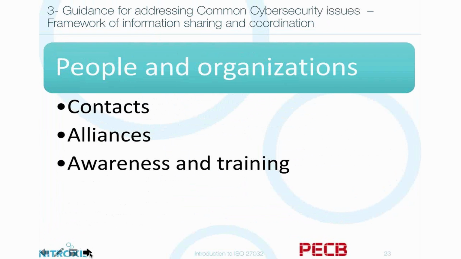That said, we have people in our organizations. So within the framework, we have contacts, alliances, awareness, and training. People in organizations are the key determinants to the success of cybersecurity. I hope you believe me right now. So people refers to individuals involved and executing the methods and processes for information sharing and coordinating to make a positive difference to the outcome of cybersecurity events. While organizations refer to groups of people within a company up to the entire company involved in such activities.